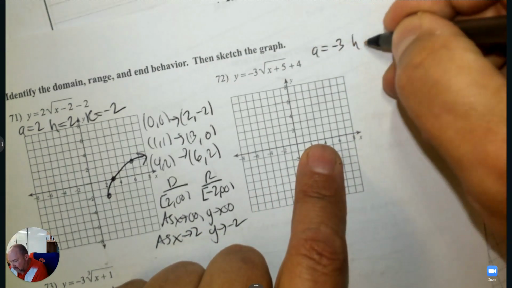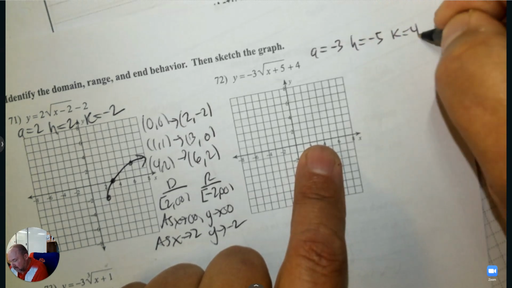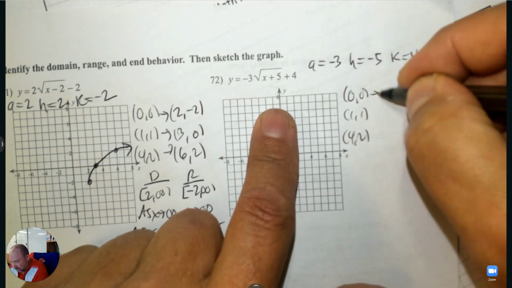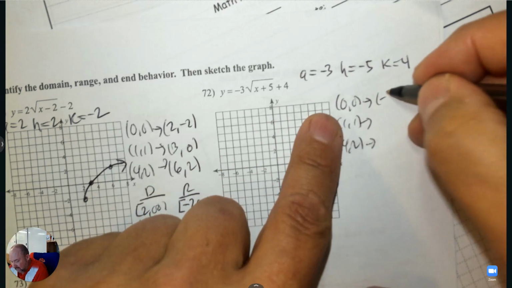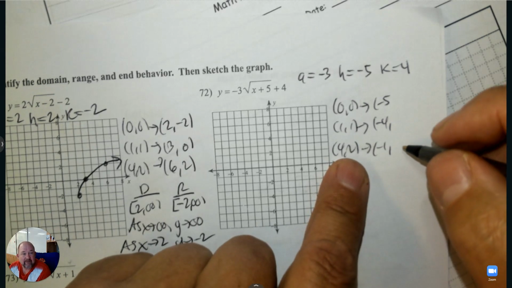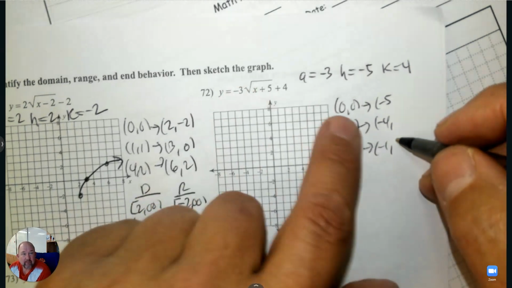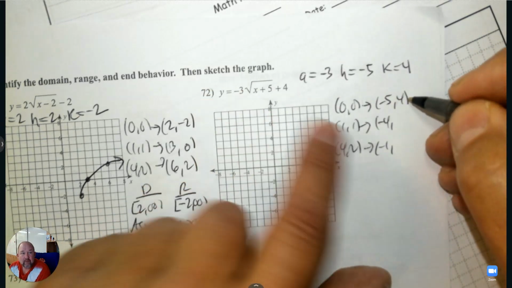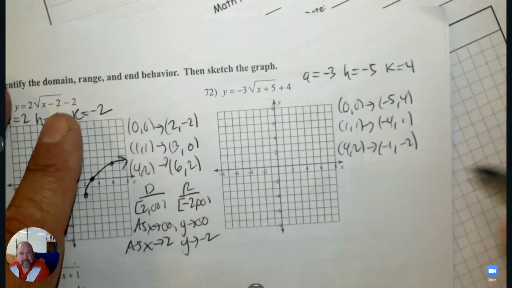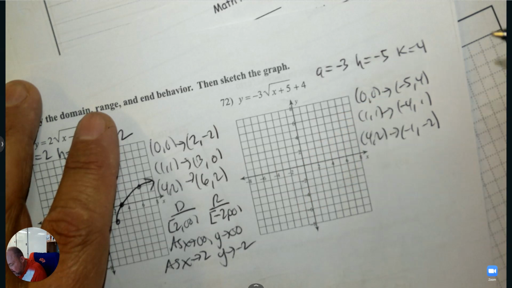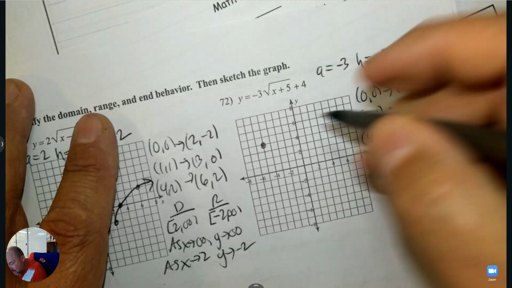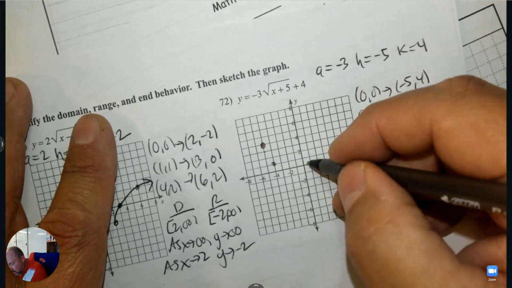A is -3, h is -5, k is 4. So we're going to subtract 5. So we subtract 5 to each one. And then we're going to multiply and add 4. So that's going to be 1 and 2 times -6 plus 4. And put those points on the graph. So -5 and 4. -4 and 1. And -1, -2.